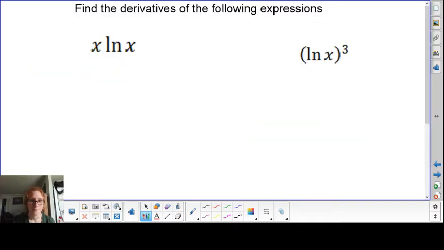All right. Moving on up a little tiny bit with our difficulty level. If you notice here, I only have the natural log of my x, which we like because we can see the answer right away. However, we're being multiplied here, so we need our product rule.